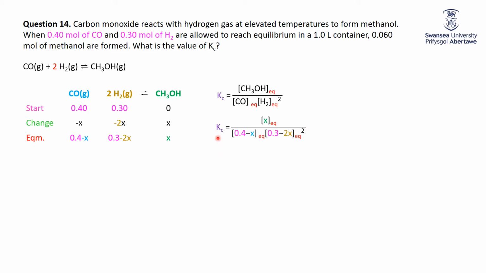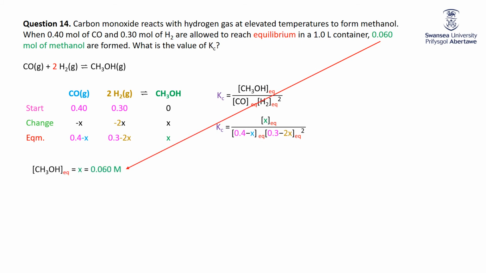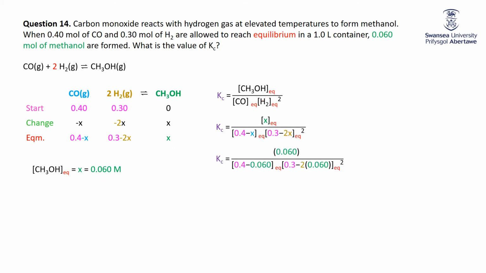Well, if I'm asked for Kc, that means I must know x. How do I know x? Well, I look at the question, and I'm told that 0.06 moles of methanol are formed. In other words, the concentration of CH3OH at equilibrium is 0.06, but from the SCA chart, the concentration is x. Thus, x equals 0.06. Pop that in: x is 0.06, 2x is 2 times 0.06. Punch it into our calculator, and Kc equals 5.45, and the units are molar to the minus 2.